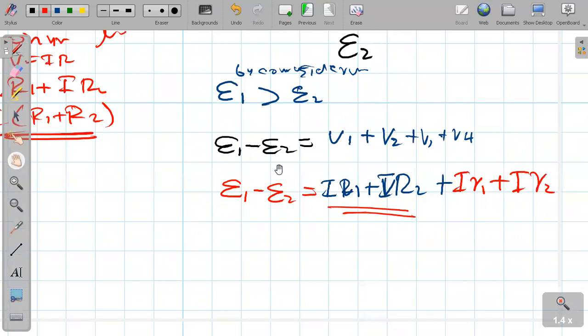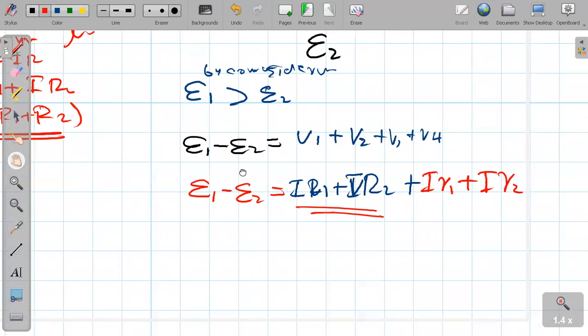So what's Kirchhoff's first law again? That's the easy one, right? That's the current rule. The second one is the voltage rule. The first one is the current rule. Got that point?